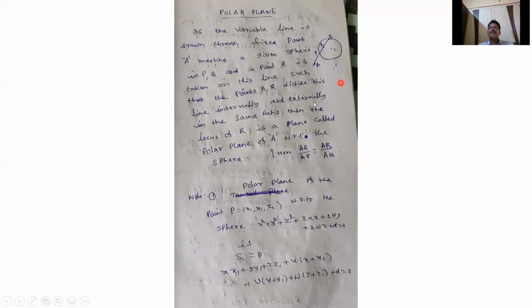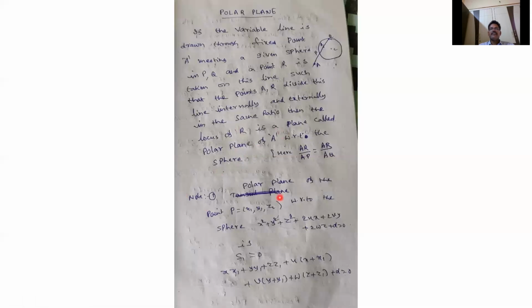Here the points A, R divide this line internally and externally in the same ratio. That's why we get AR by AP the same as AR by AQ. So now the locus of this point R is a plane. This plane is called the polar plane.